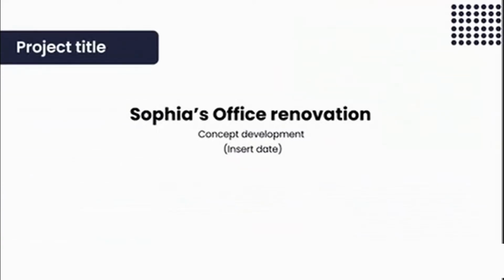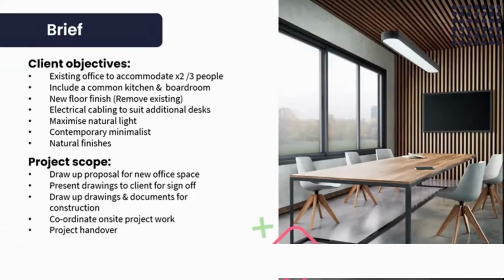Remember our last lesson, we covered how to conceptualize your project and how to create a concept proposal. So let's just do a recap so everyone's on the same page, and we're going to use Sophia's office renovation as our example. We started off by adding our briefing section to the proposal. This was our client Sophia's brief for her office. So roughly we added our client's objectives and the scope.